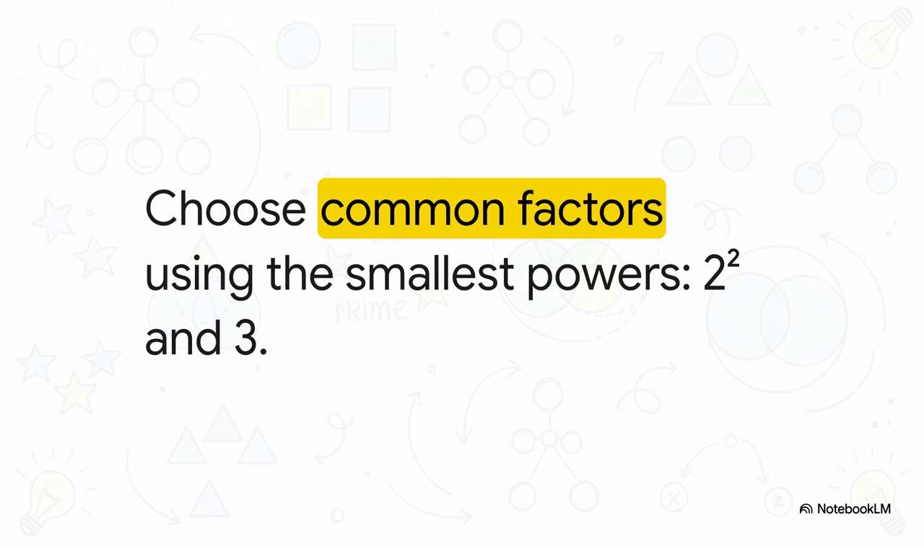Now, we take those shared bases, the 2 and the 3, and we look for their smallest exponent, the smallest power. For the 2's, we have a 2 cubed and 2 squared. The smallest power is 2 squared. For the 3's, we have 3 squared, and 3. The smallest power is just 3 to the power of 1, or simply 3. So we've carefully selected 2 squared and 3.